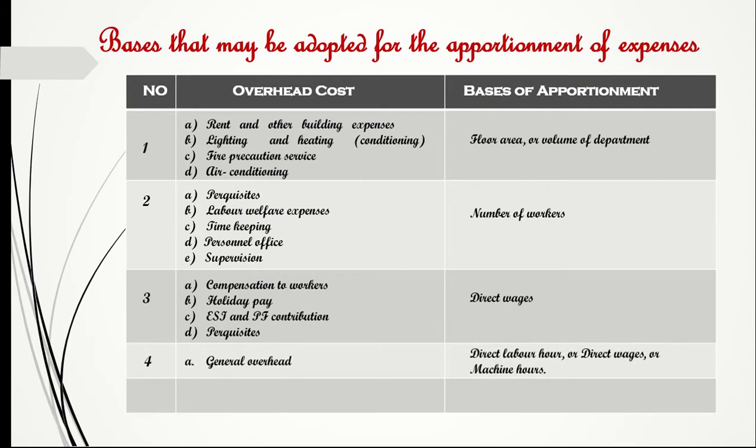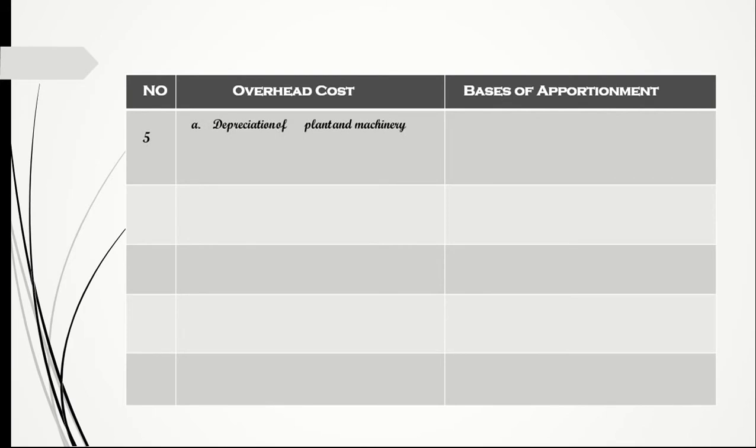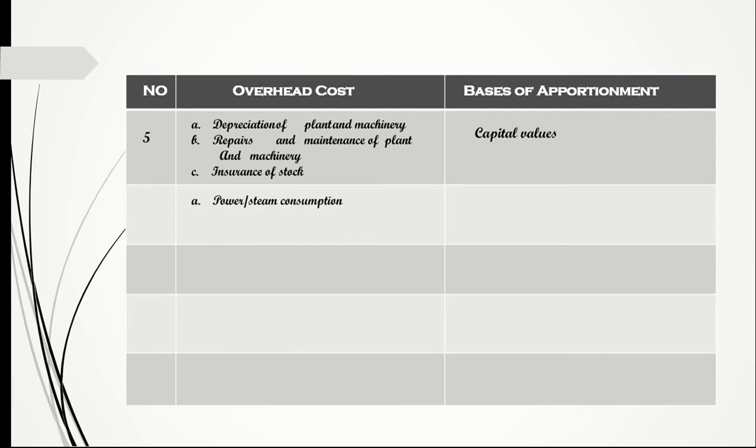4. General overhead is apportioned on the basis of direct labor hours, or direct wages, or machine hours. 5. Depreciation of plant and machinery, repairs and maintenance of plant and machinery, and insurance of stock are apportioned on the basis of capital values. 6. Power or steam consumption, internal transport, and managerial salaries are apportioned on the basis of technical estimates.